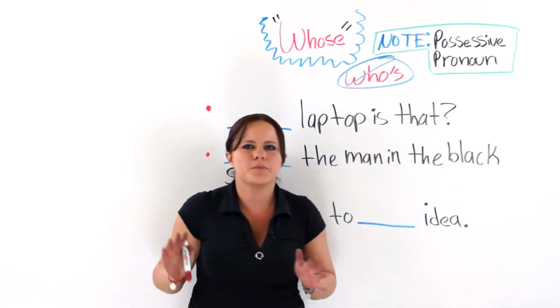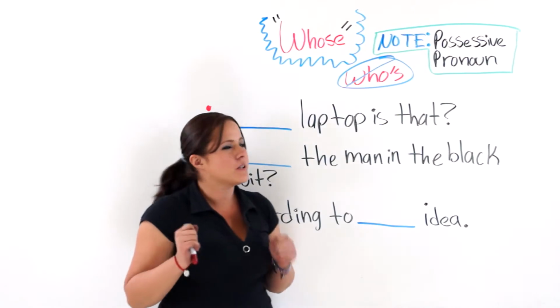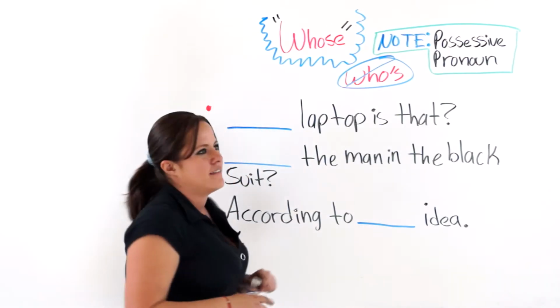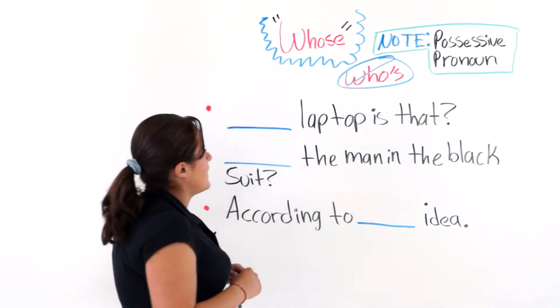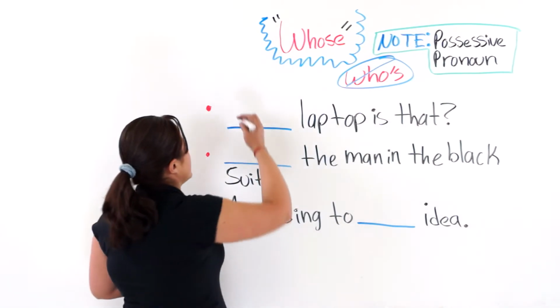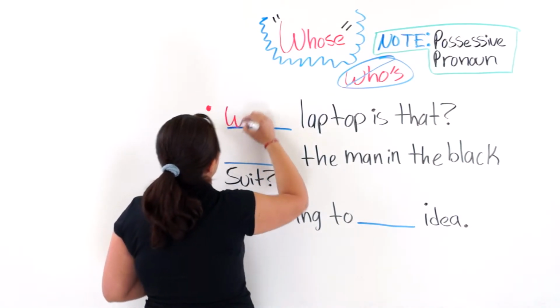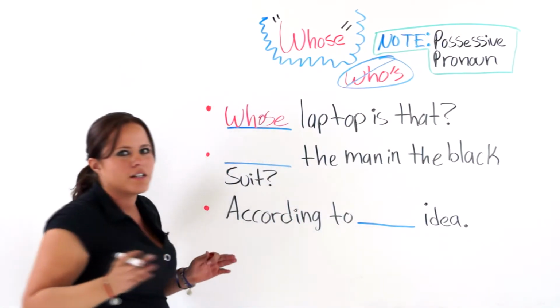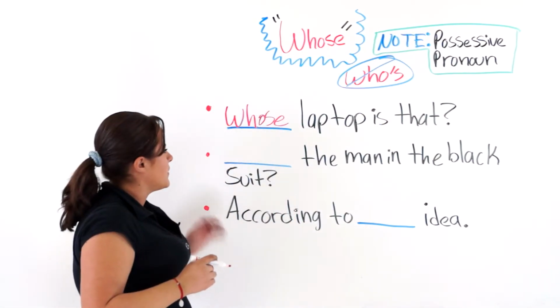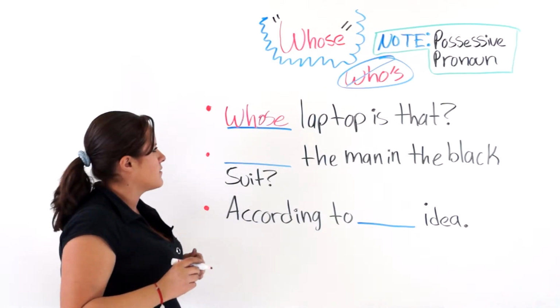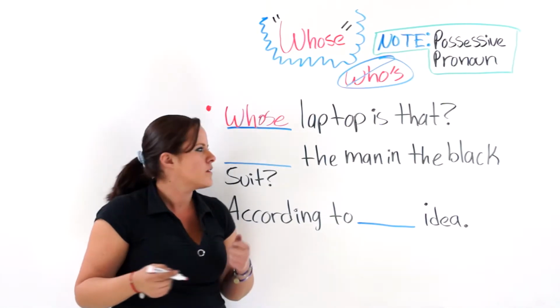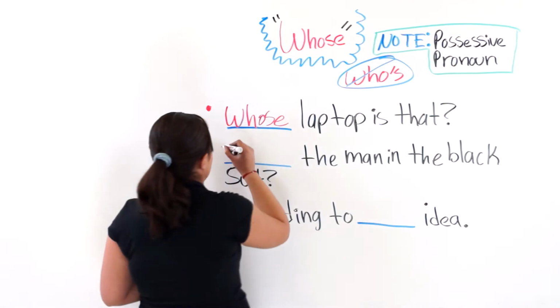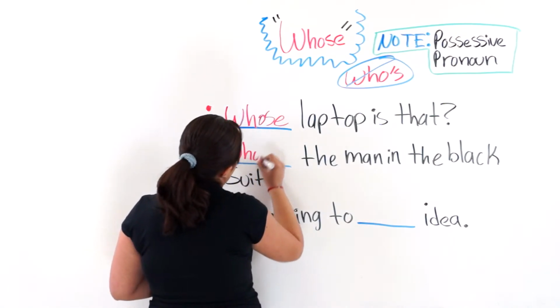Now we are going to practice a little bit. You are going to help me fill in the blanks. The first one says, blank laptop is that. So we know that we must use whose. The second one is a trick sentence. Blank the man in the black suit. Can you say whose the man in the black suit?